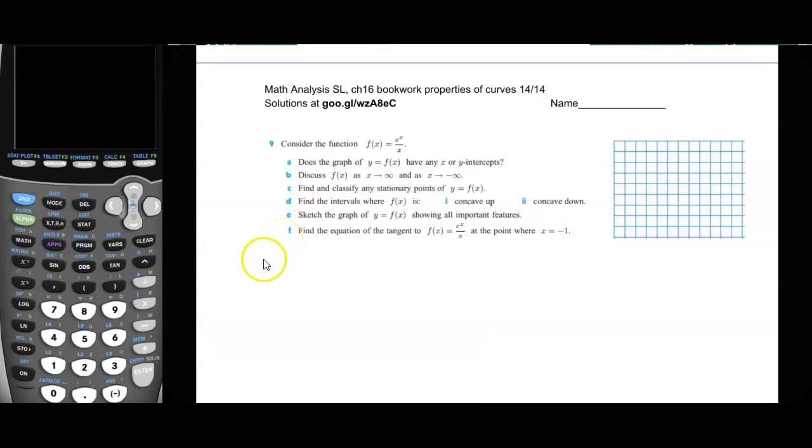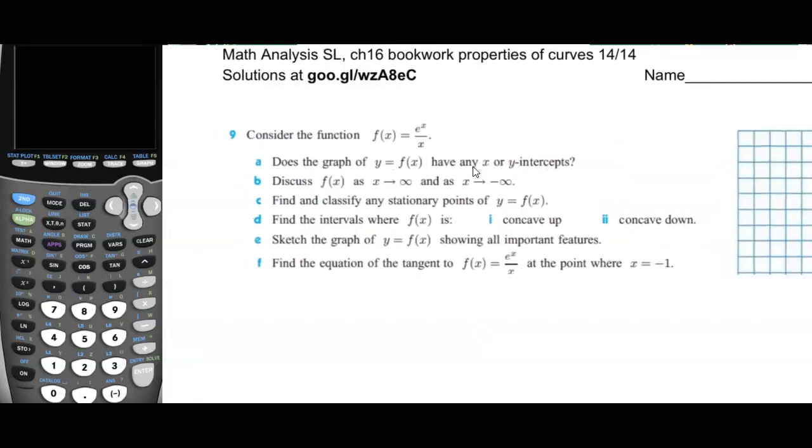Okay, now we're doing the last page, page 14. Number 9, consider the function e to the x over x. Does the graph of y equals f of x have any x or y intercepts? Okay, so let's do that first. How do we find x and y intercepts?